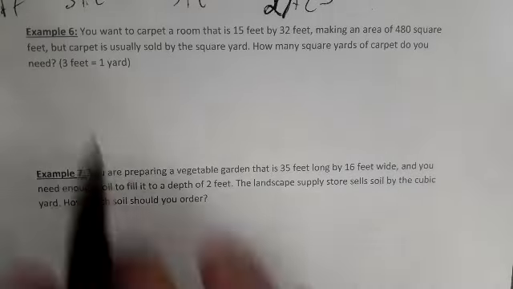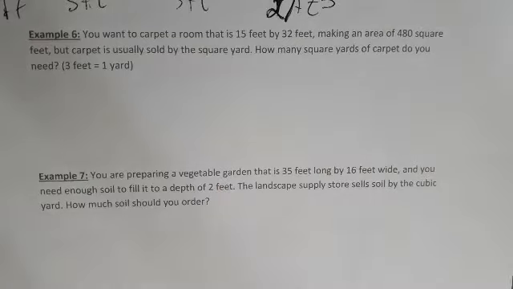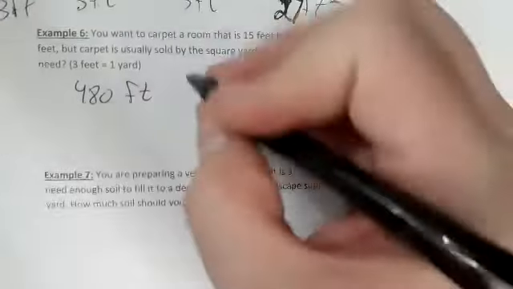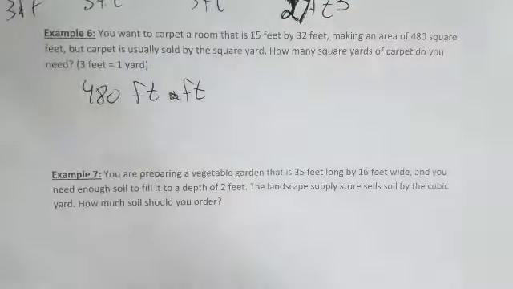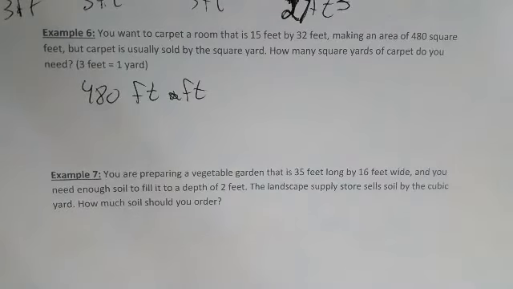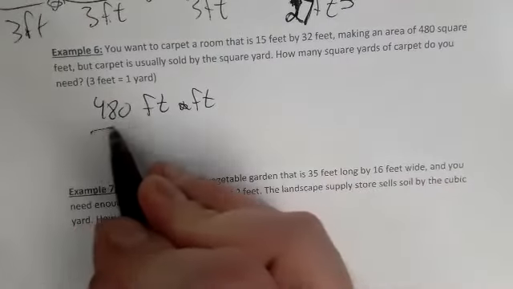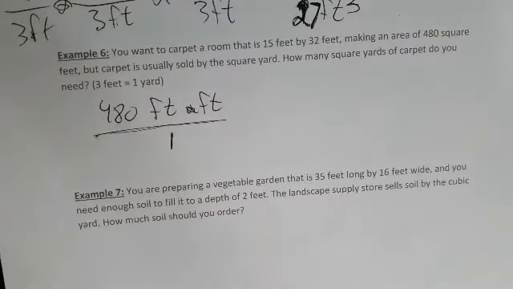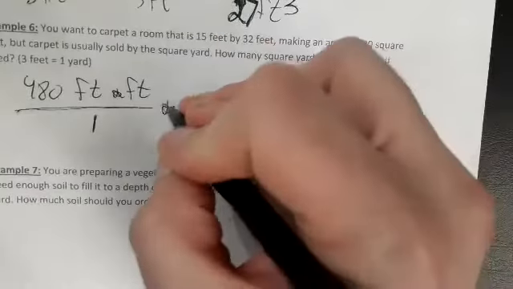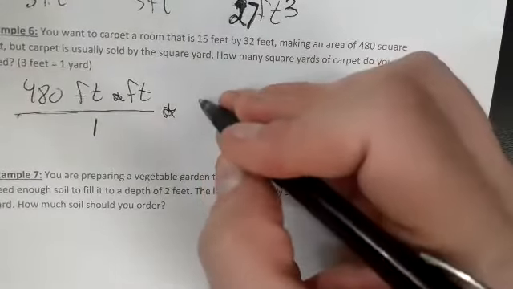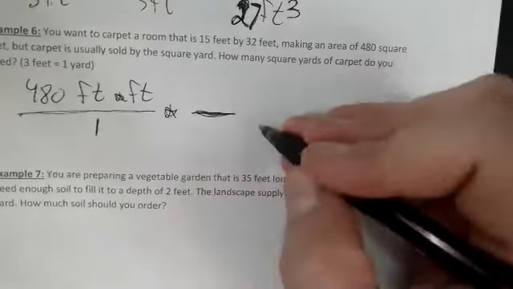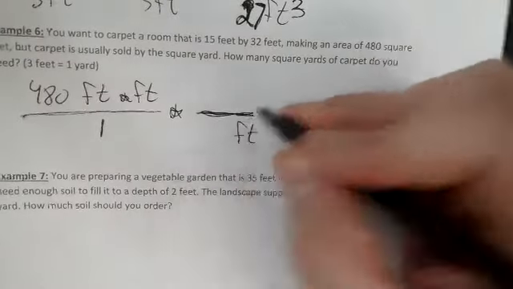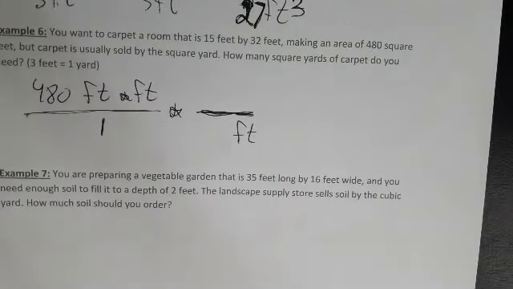So I have 480 square feet. If you want to write out 480 square feet, that's fine. But what I really want to emphasize in this problem is that square feet really means feet times feet. So I'm starting out with 480 square feet. If you want, you can always write a whole number over 1. And if I want to convert this, I want to get rid of one of these feet. So I'm going to do it one at a time here. I want to get rid of a foot, and I'll be left with 1 foot.